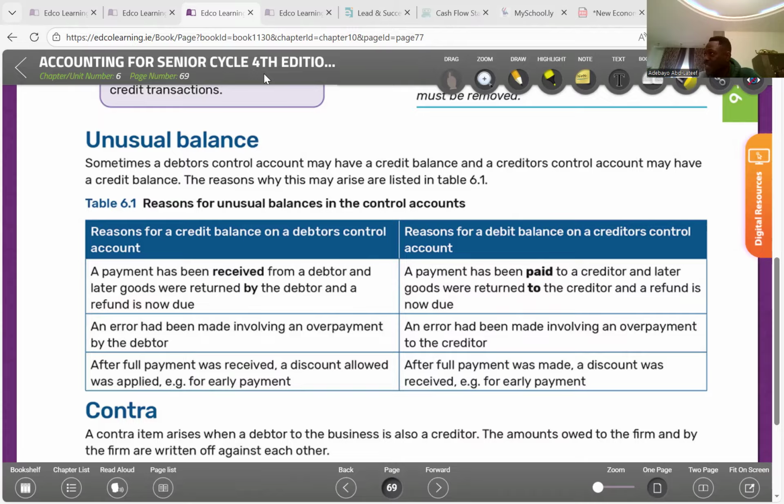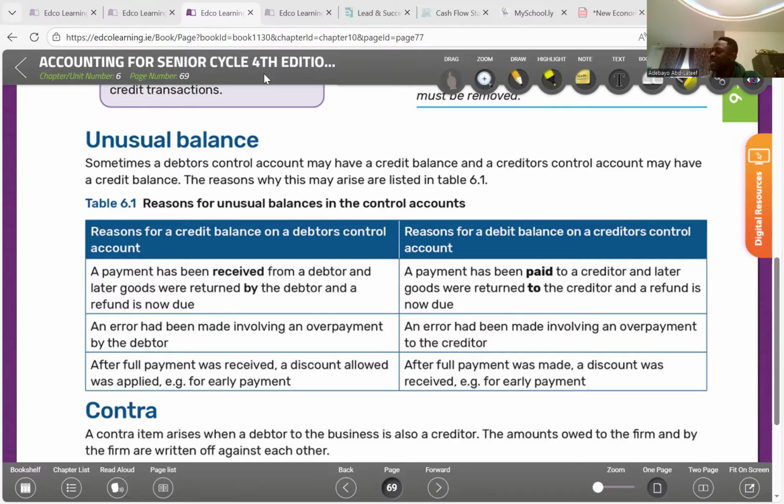You're not supposed to owe your customer. It's the customer that's supposed to owe you. But now there's a situation. And the third one, after full payment was received, a discount allowed was applied. So you have received the full payment from your customer, but you gave your customer a discount because your customer paid the invoice earlier than expected. So that means you are owing the customer. Do you get it? So if discount was allowed after full payment, it means your debtor's control account will have a credit balance because you are now owing the customer.